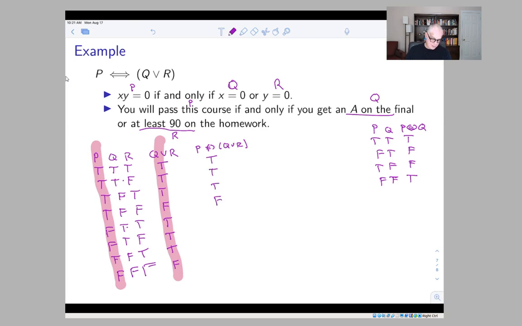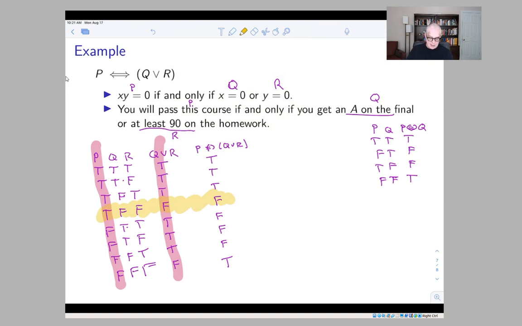Not both true, not both the same, both the same. So you notice there are 3 cases where it's true and 3 cases where it's false. And let's just think for a minute about what these are. So for example, if we pick this row here, what's going on here?